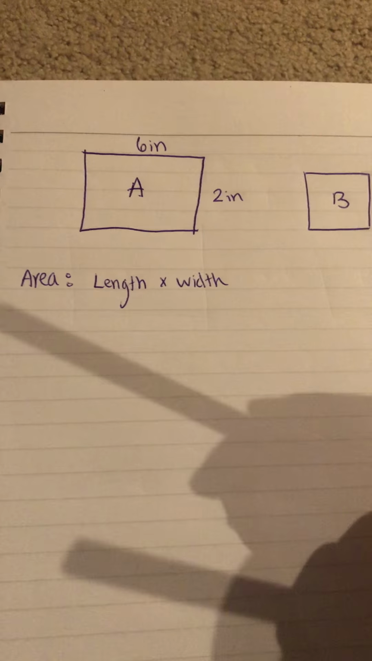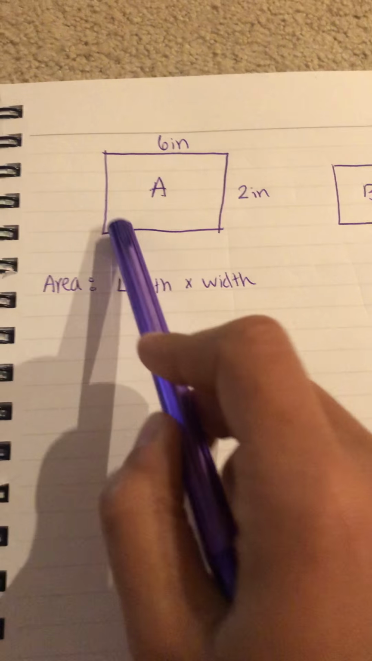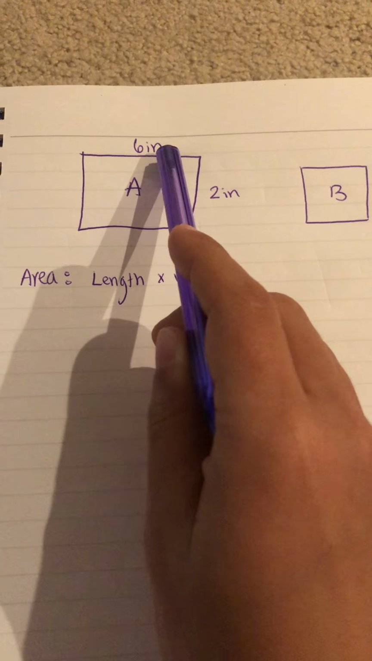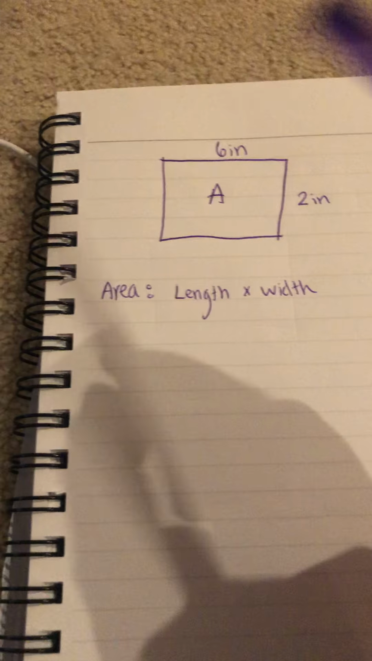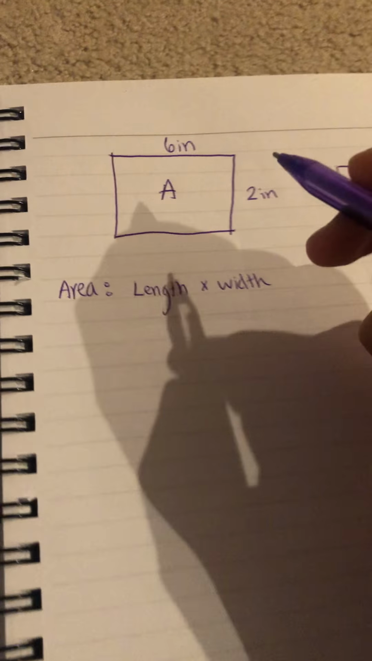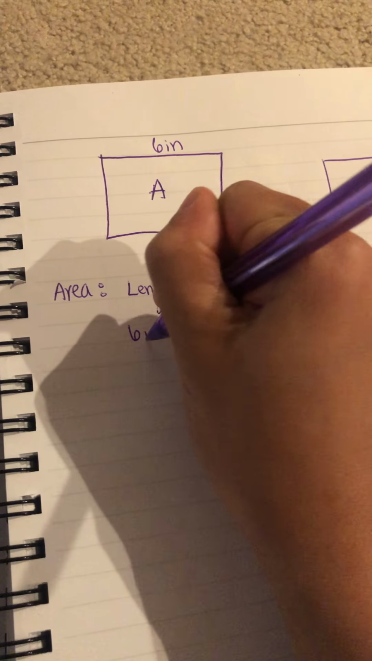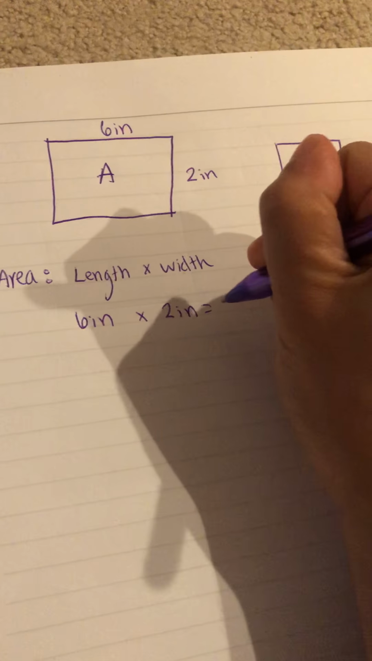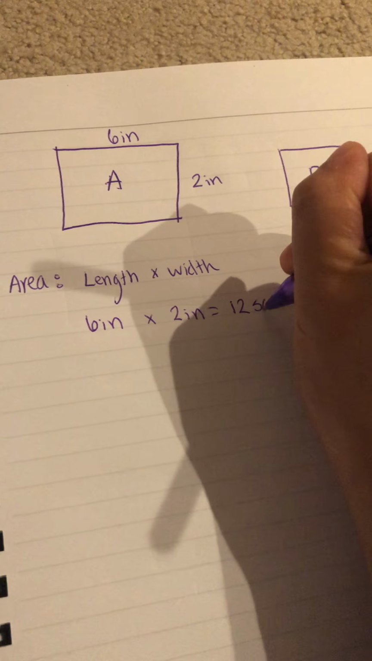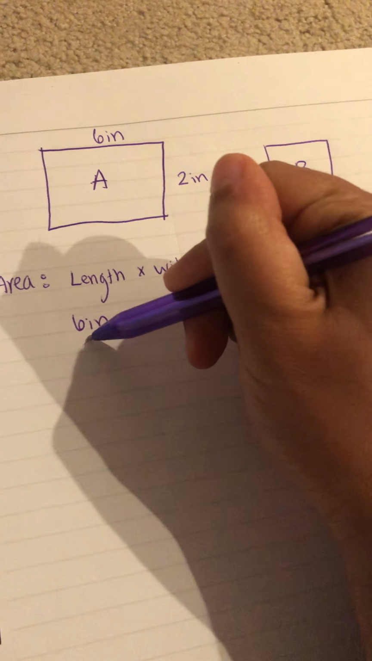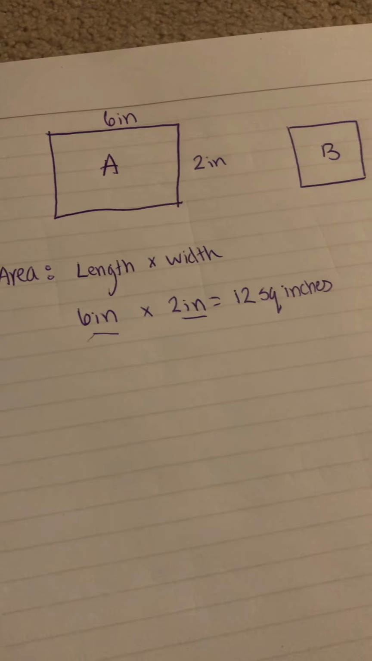Right now, you could pause the video and write down the problem. I have rectangle A here and rectangle B. Rectangle A has a width of 6 inches and a length of 2 inches. If I want to find the area of these rectangles, all you have to do is multiply the length times the width. The unit for area is square inches, because you're multiplying 2 dimensions.